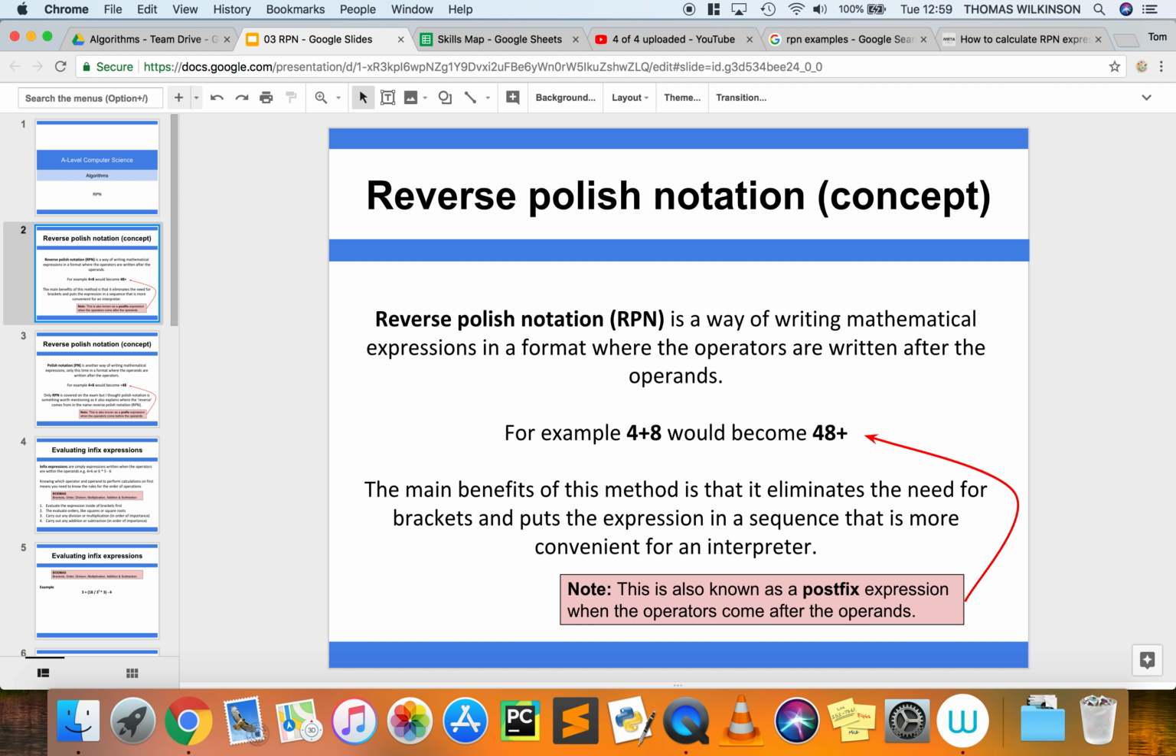So reverse Polish notation is in postfix notation. What we do is we place the operators at the end, so they come at the end of the operands themselves.